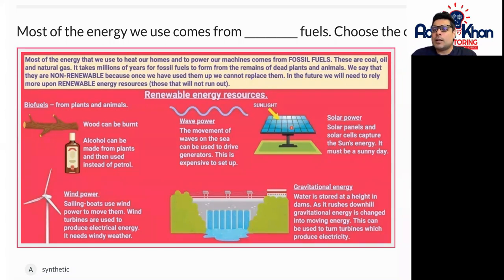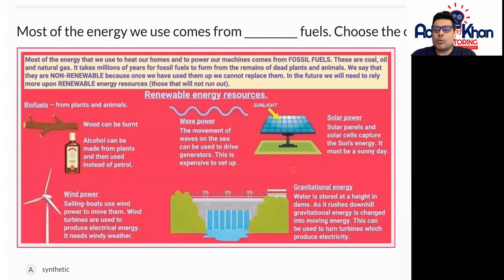Solar power. Solar panels and solar cells capture the sun's energy. It must be a sunny day for this to work. And that sun's energy comes into the solar cells, the solar panels, and the solar cells then convert a little bit of electricity.